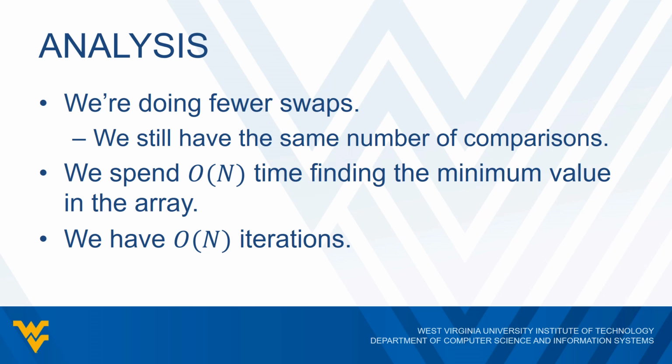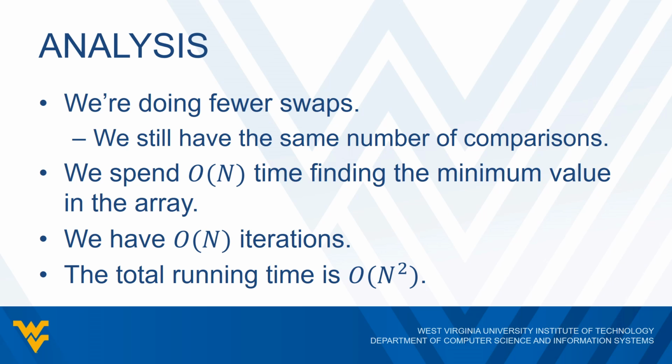And then we also have O of n iterations. So since we have O of n iterations, and each iteration takes O of n time, that means the total running time is O of n squared.